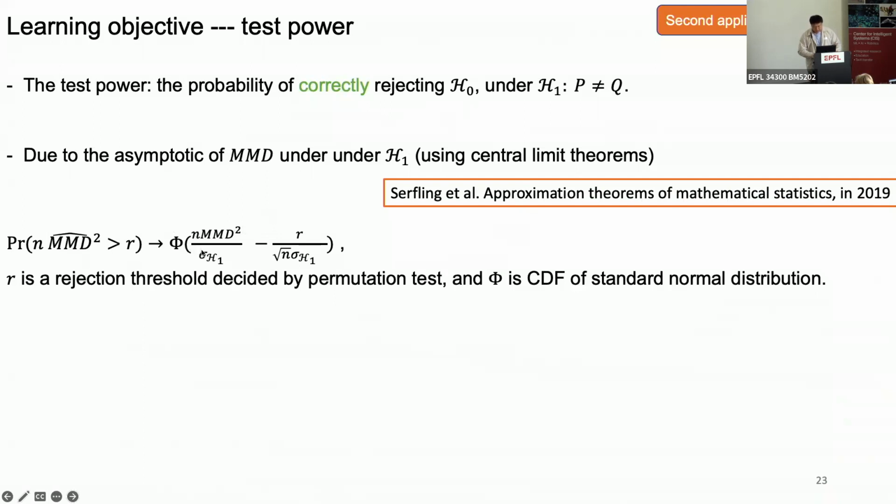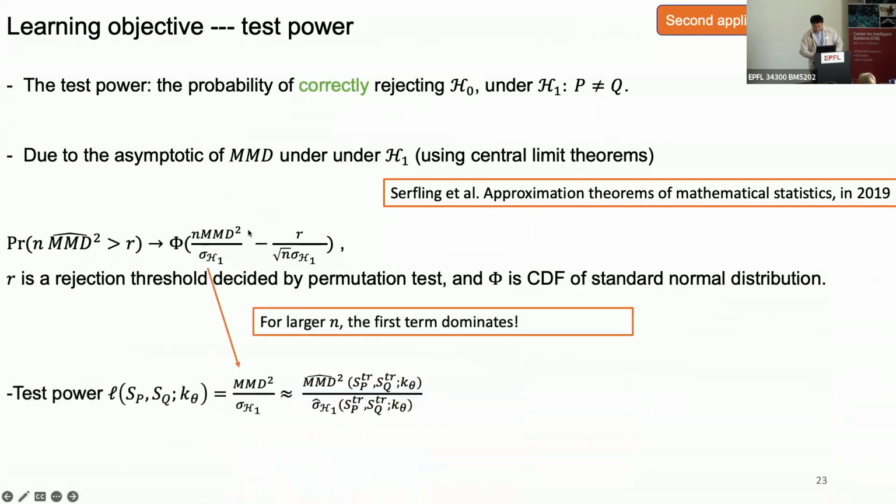Big Phi is the standard normal distribution CDF. Then for reasonably large N, the test power is dominated by the first term. The other term will vanish and disappear. Then we can compute this first term using the kernel operation, which can be parameterized by theta.